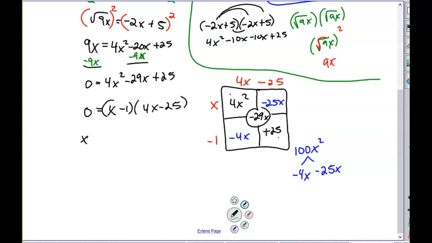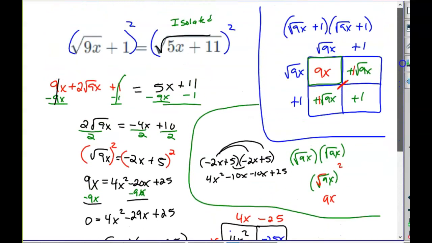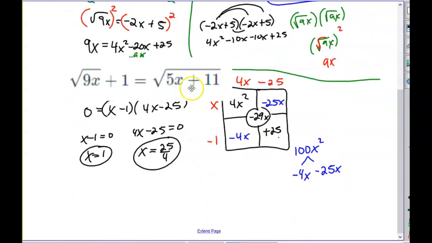And then you can set each one equal to its own 0. So what I would do here is I'd add 25 and then divide by 4. And as if we haven't filled up a full page of work already, are we done? What do we have to do now? Now you're going to check, right? So I'm going to grab that equation and bring it down here.